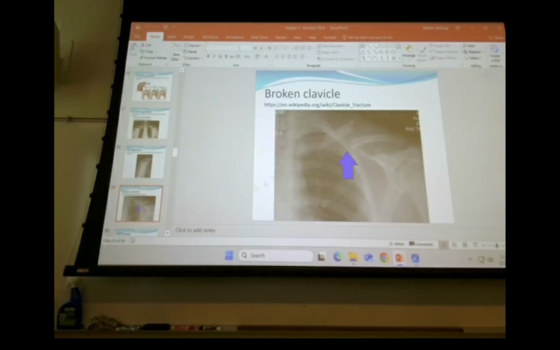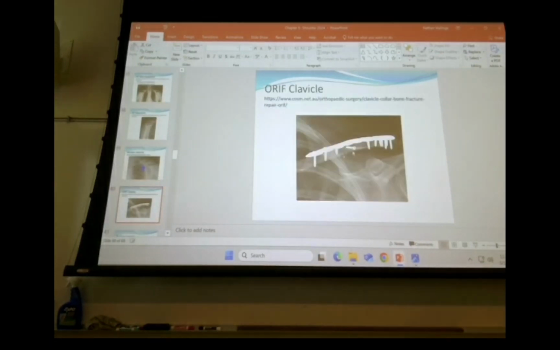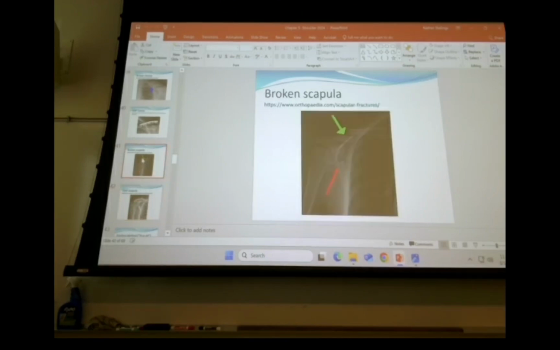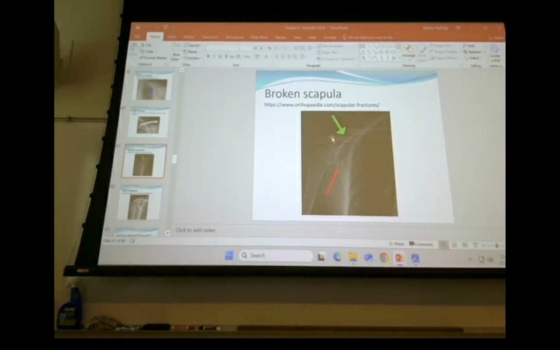Broken clavicle. They do pin clavicles, probably more often than what they used to, but not as often as some of the other broken bones. So this patient has not only a broken clavicle, but also a broken scapula.